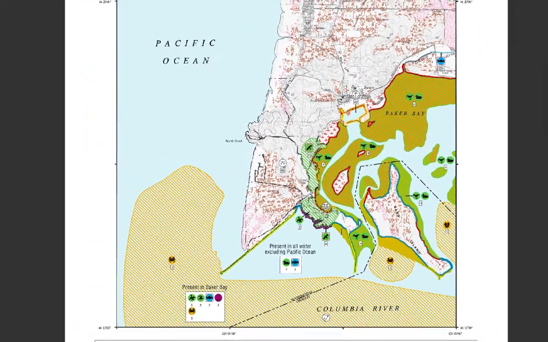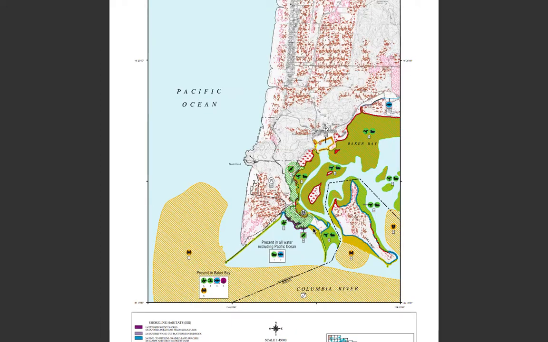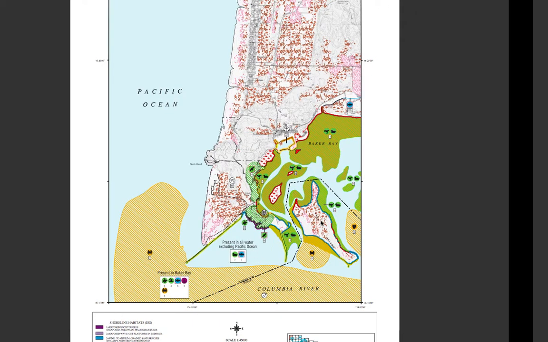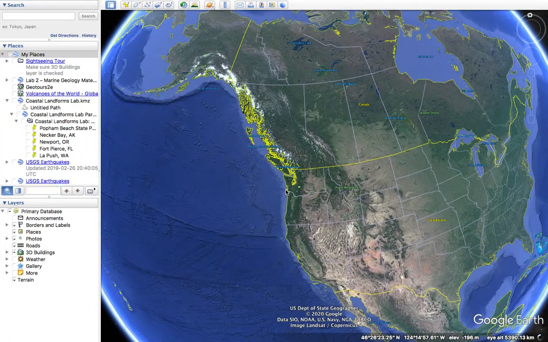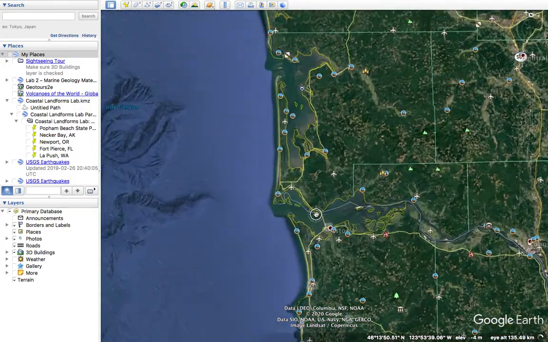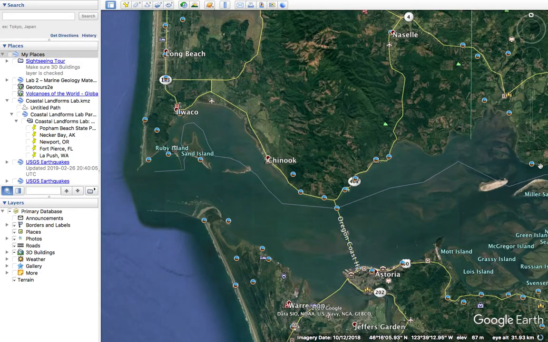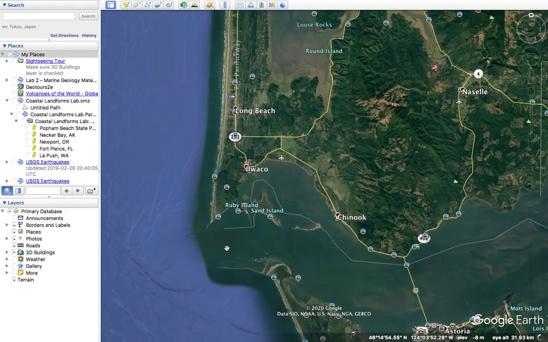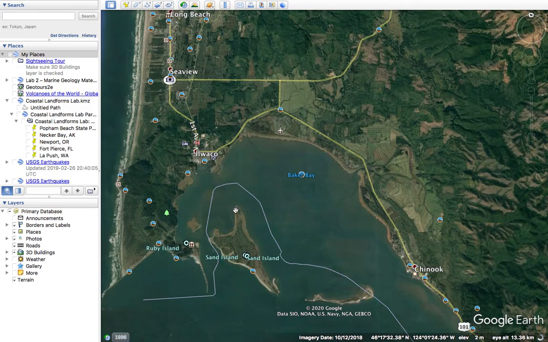Now, just to make sure we're all on the same page of where this map is located, let's zoom into the Columbia River estuary. Remember, an estuary is where that fresh water from the river is meeting the salt water from the ocean. And the map covers this area right in here. So a lot of the focus is going to be on this Baker Bay.